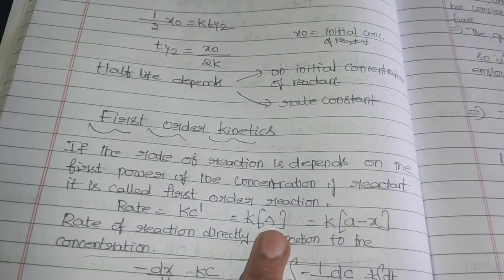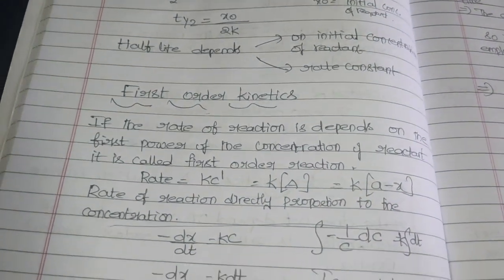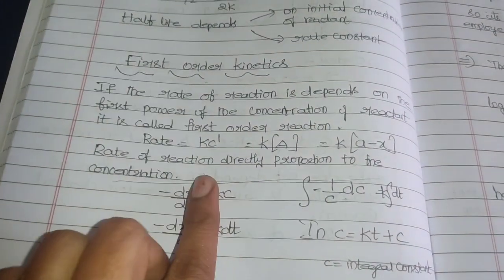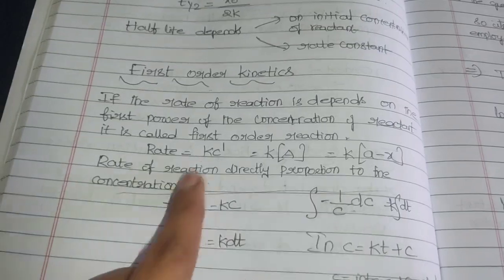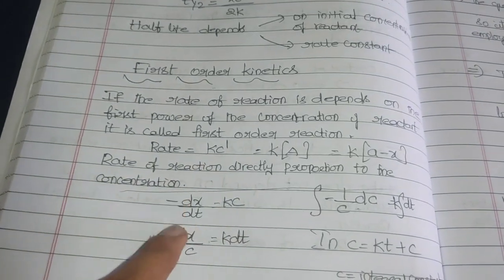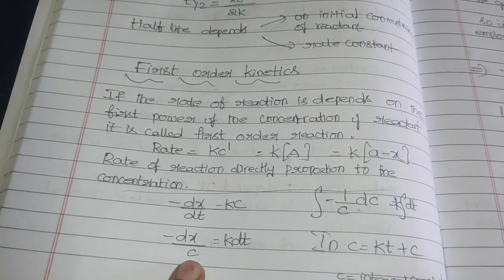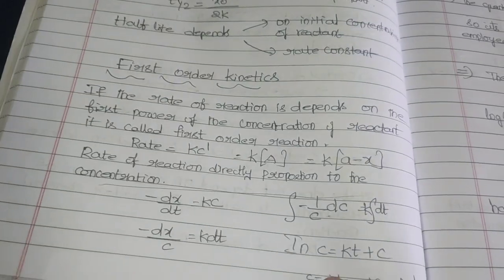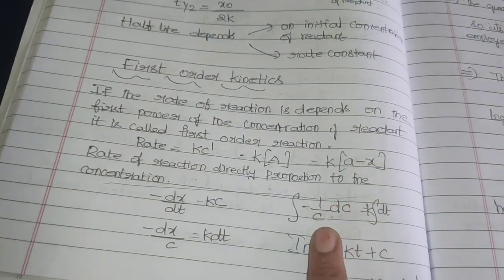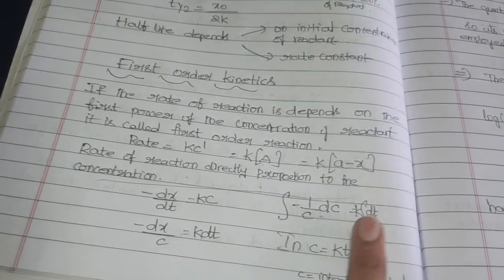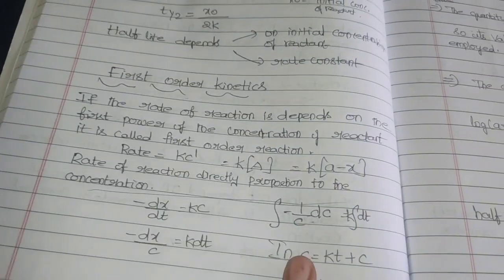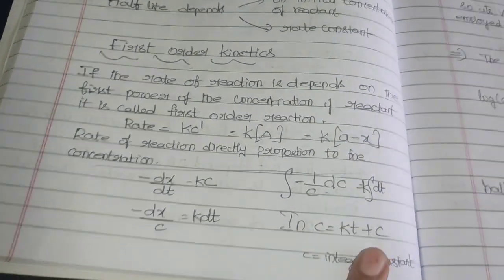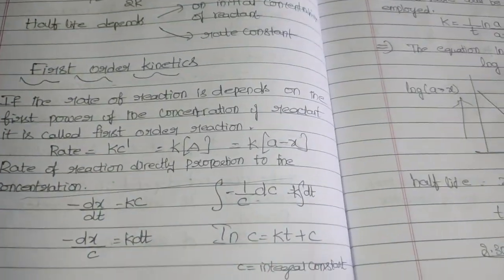So the rate of reaction is directly proportional to the concentration of the reactant. We can write it like this: dx by dt is equal to K into C. Rearranging, minus dC by C is equal to K dt. By integration, minus ln C is equal to Kt plus C, where C is an integral constant.